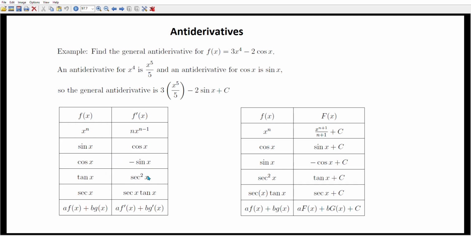The derivative of tangent is secant squared, which means the antiderivative of secant squared is tangent plus c. The derivative of secant is secant tangent. The antiderivative of secant tangent is secant plus c. And now here's that nice linear property that we talked about for derivatives, and it gives us this nice linear property for antiderivatives. A warning: we told you about product rule and quotient rule for derivatives. There are no equivalent formulas for antiderivatives. So the nice linear stuff is true, but nothing about products, nothing about quotients. Finding those antiderivatives is going to be harder.